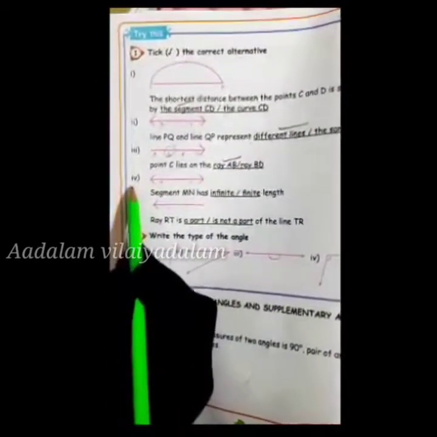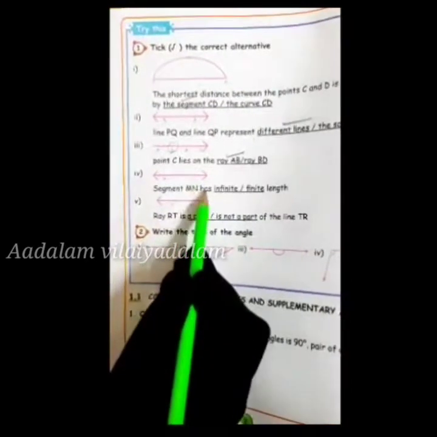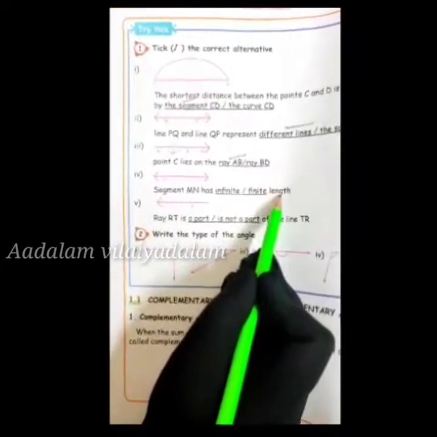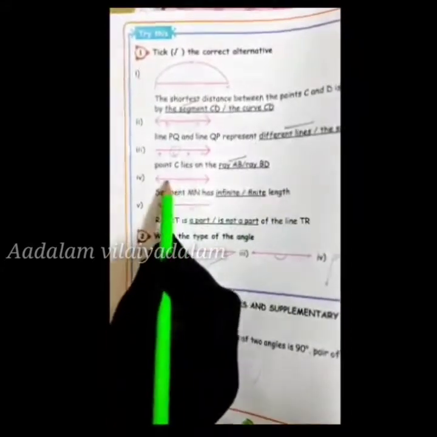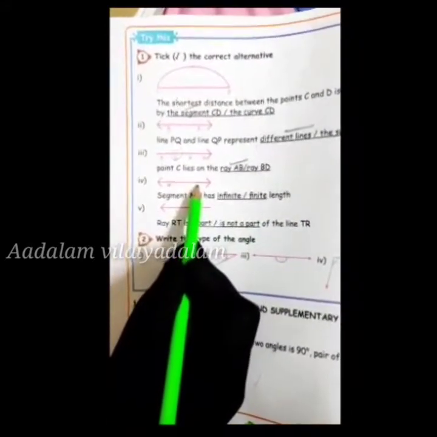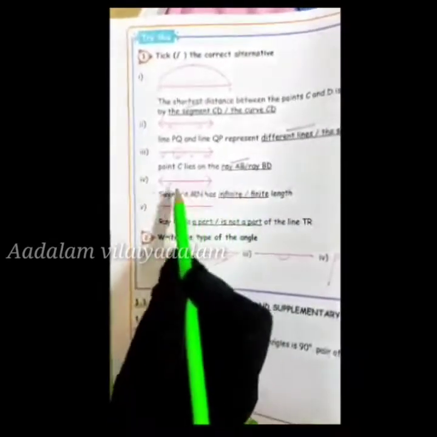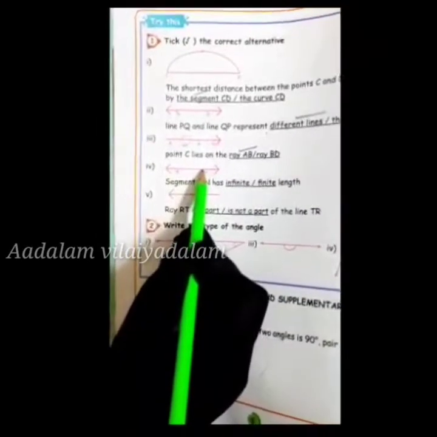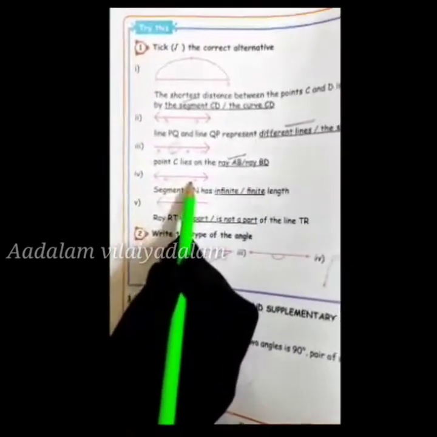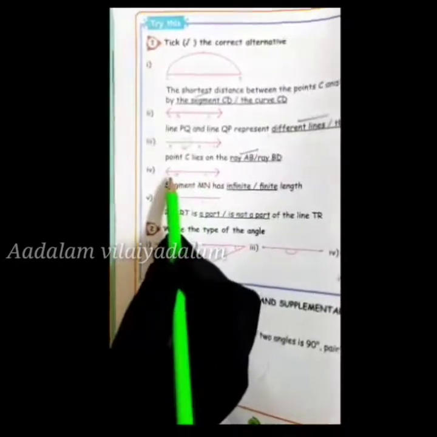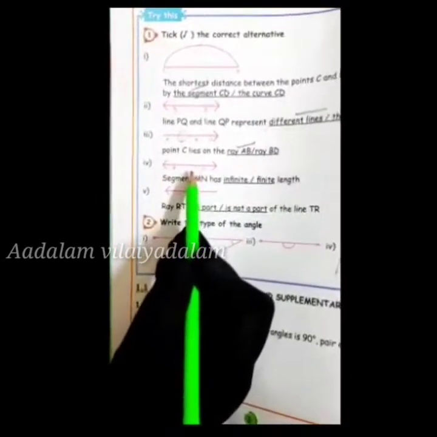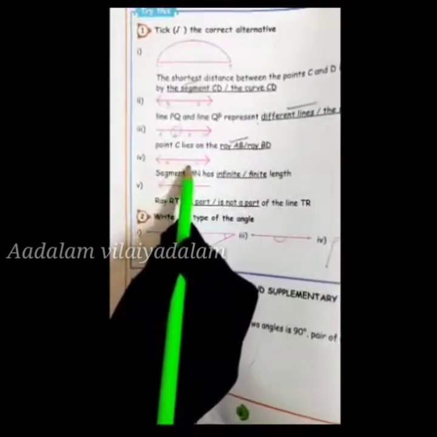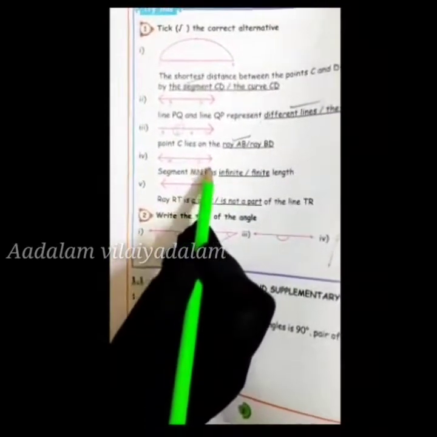Now the fourth one: segment MN has infinite length or finite length. So it is asking whether MN is a finite length or an infinite length. MN is a line segment. So it is a finite length. It is only a small part. So it is a finite length.